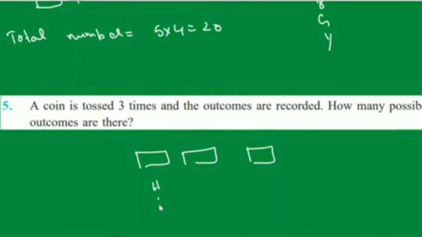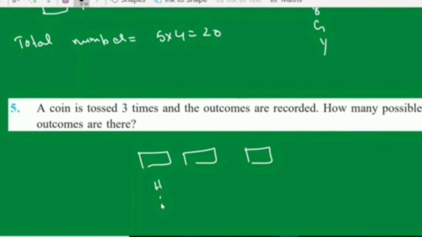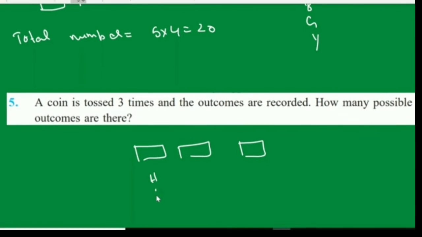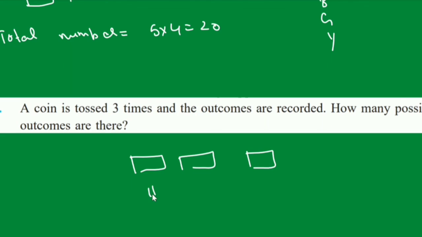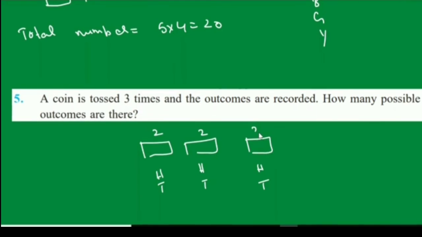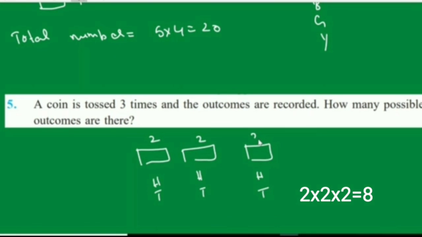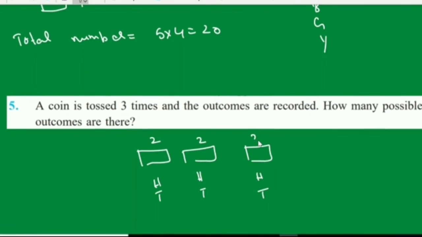Question number 5. A coin is tossed 3 times. The outcomes are recorded. How many possible outcomes are there? So the first time when you toss, you get either head or tail. Second time also you will get head or tail. Third time also head or tail. So you get 2 into 2 into 2, that is equal to 8. So there are 8 possible outcomes when you toss 3 coins.